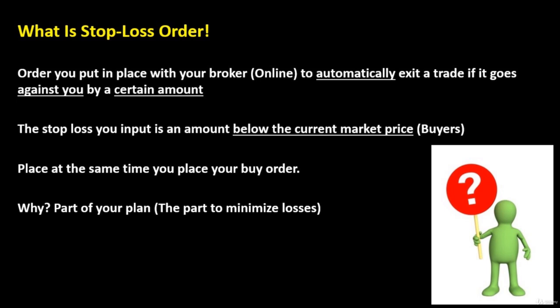And why are you doing this? It's part of the overall plan, right? It's part of the plan to minimize losses. Because sometimes these things can turn on you quickly, and so you want to have something automated that can help you with that and really lock in profits, if you've got a lot of profit off a trade and you want to lock those in a little bit with a stop loss order, or to minimize losses right off the get-go. But you're placing it at the same time that you place your buy order.